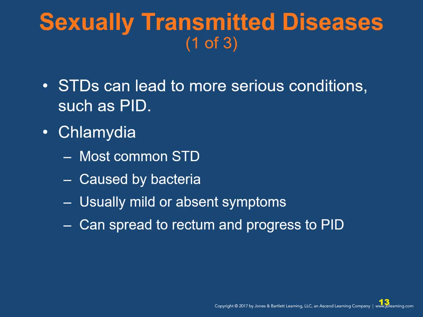Sexually transmitted diseases. STDs can lead to more serious conditions, such as PID. Chlamydia, the most common STD in the United States, is caused by bacteria, with usually mild or absent symptoms. Some women may report lower abdominal pain, low back pain, nausea, fever, pain during sexual intercourse, or bleeding between menstruation periods. Infection of the cervix can spread to the rectum and can progress to PID.